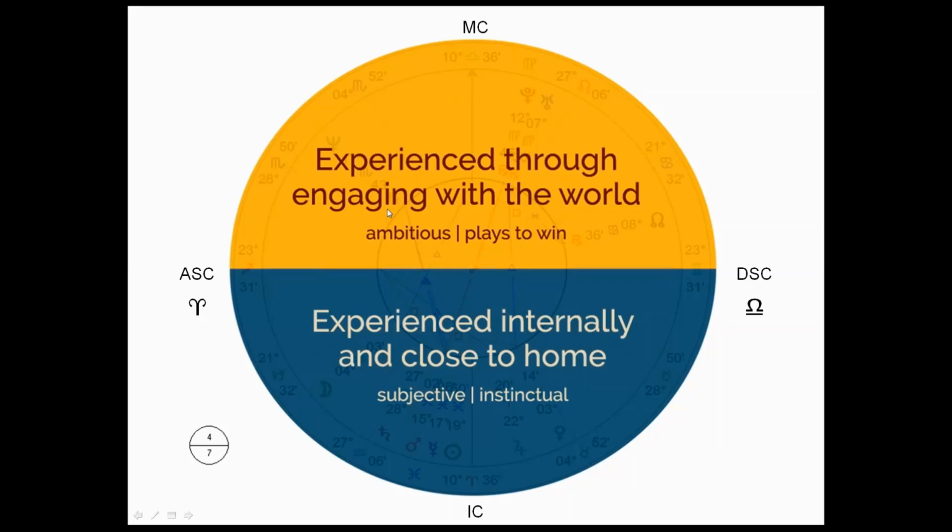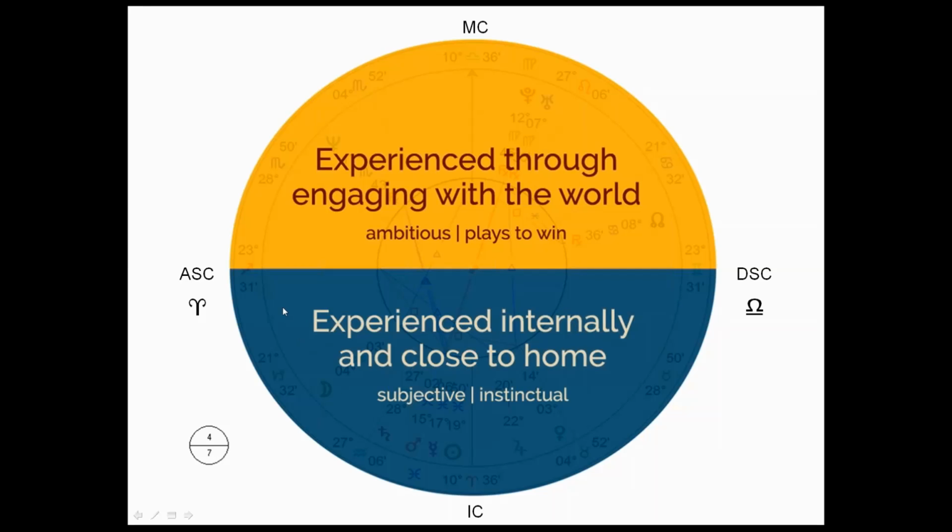People born with a lot of planets in this half of the chart are ambitious and they play to win. Matters that are represented by the planets in the top part of the chart are experienced and understood by the person through engaging with the outside world. It doesn't mean that they're necessarily any more extroverted or outgoing than anybody else, but it means that there is a lot about their world that they'll only understand by getting out there and being in the outside world.